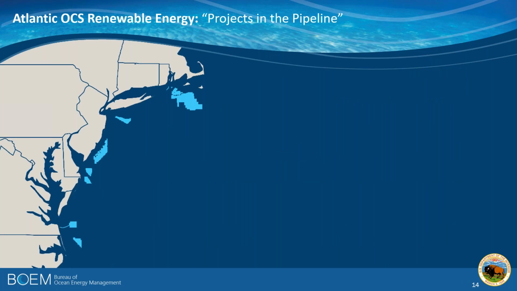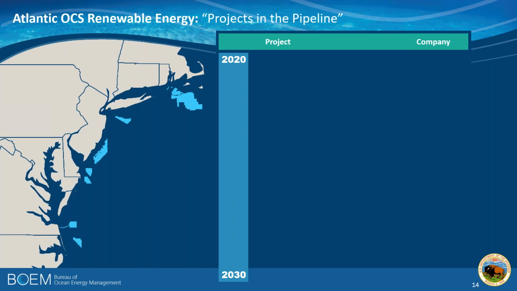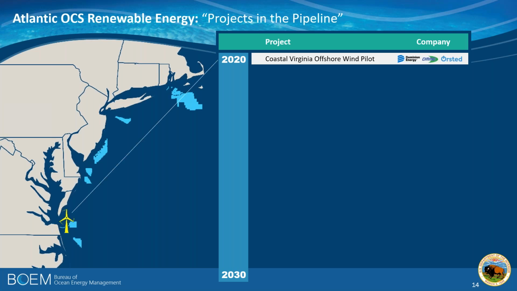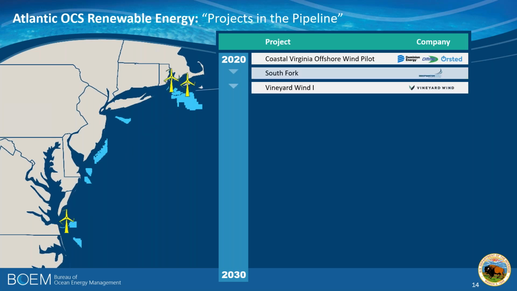So what have we got going? Like I said, we've got 16 leases on the East Coast. To begin with, we're expecting steel in the water, the first steel in the water for the CVOW project, the Coastal Virginia Offshore Wind Project off of Virginia Beach. And that's going to be next month.